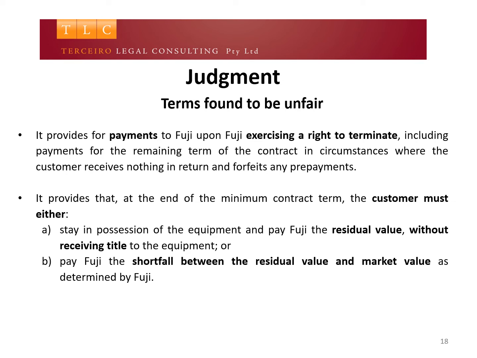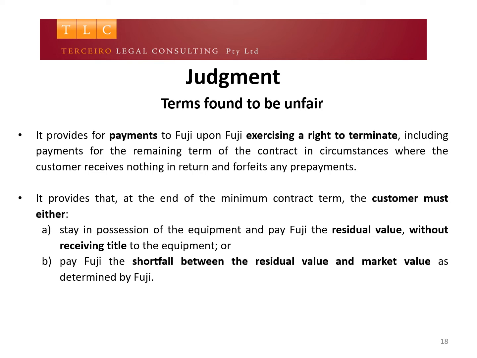Then there was this sort of strange agreement, and I think it worked with a couple of terms together. Firstly, it provided that at the end of the minimum contract term, a customer could either stay in possession of the equipment and pay the residual value, or could pay Fuji the shortfall between the residual value and the market price.